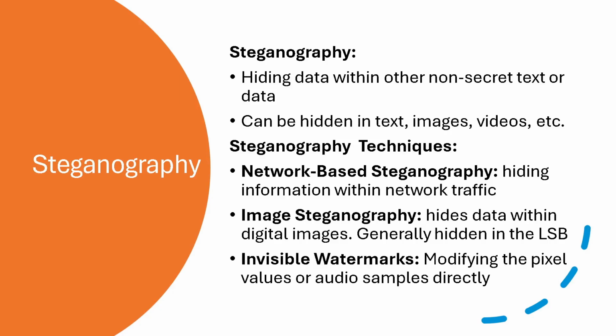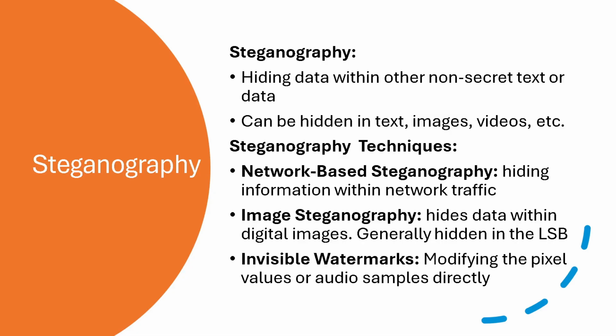Image steganography. It hides data within digital images. In most cases, in image steganography, we alter the LSB, or the least significant bit, of each pixel to encode the hidden message. This change is imperceptible to the human eye.